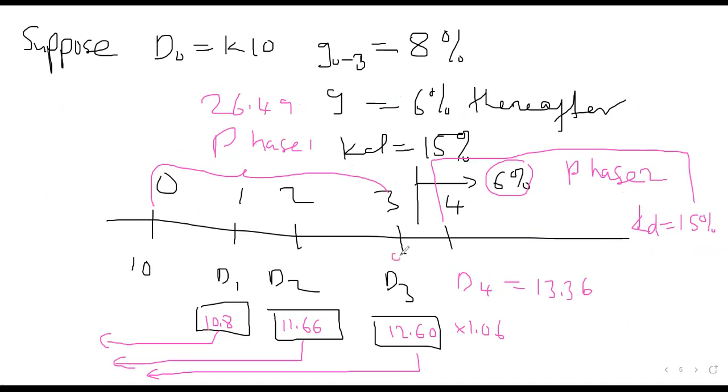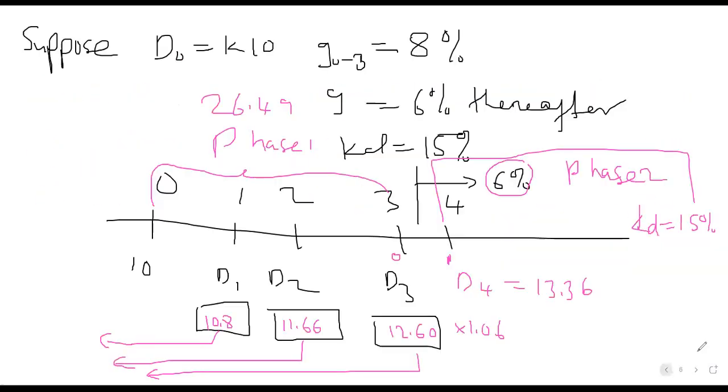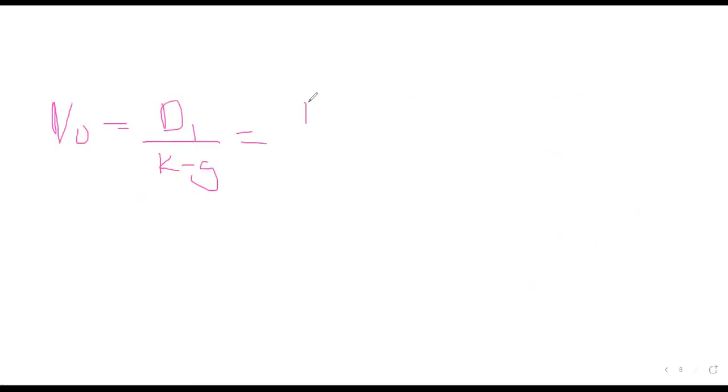So if this is our year 0, this is our year 1. So we're going to calculate using Gordon's model. We know that value of stock now is equal to D1 over K minus G. All right. So our V1 is as good as what? 13.36. Or if you want, you can use D0 times 1 plus growth over K minus G. It will still give us the same thing.